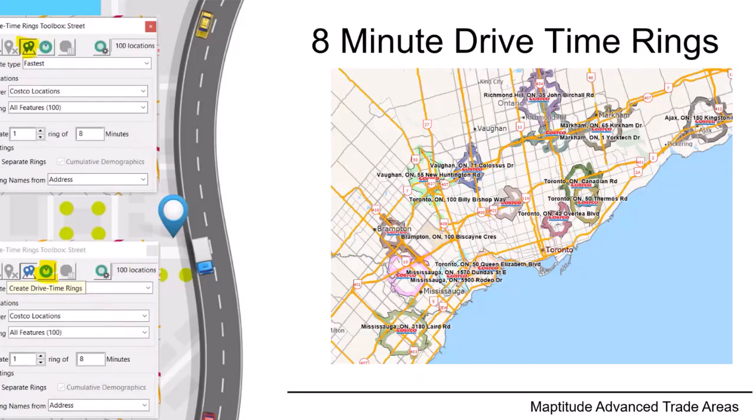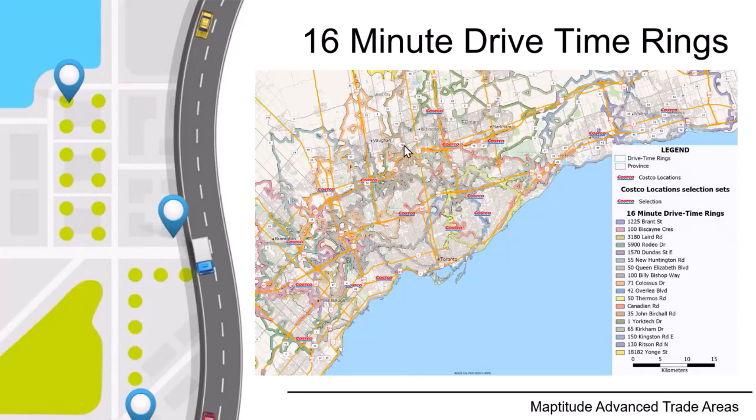So here's Costco again. This time we did 8-minute drive time rings. Just like with radius bands, same issue. We have good trade areas, but there's a lot of gaps. So it's not covering the entire region. So make the trade areas bigger, the drive times bigger. This is 8 minutes. When you bump it up to 16 minutes, look what happens. You get into that same issue that we had with the radius bands, that there is too much overlap. So how do you solve that?